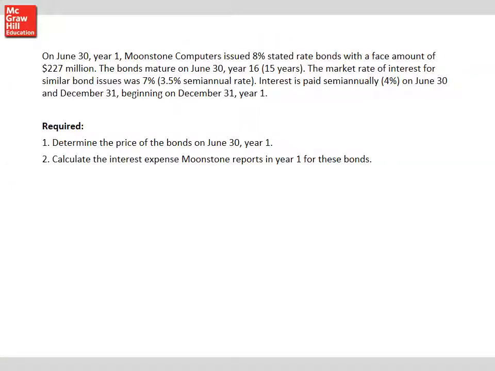The final one we're going to look at is a bond, and this is classic present value calculations. On June 30th of year 1, Moonstone Computers issued 8% stated rate bonds with a face amount of $227 million. So let's just step back and make sure we understand what a bond is. When a company sells a bond, it's really borrowing money from whoever they sold the bond to. So they're issuing bonds that they promise to pay 8% interest. And they're going to pay it twice a year, it looks like.